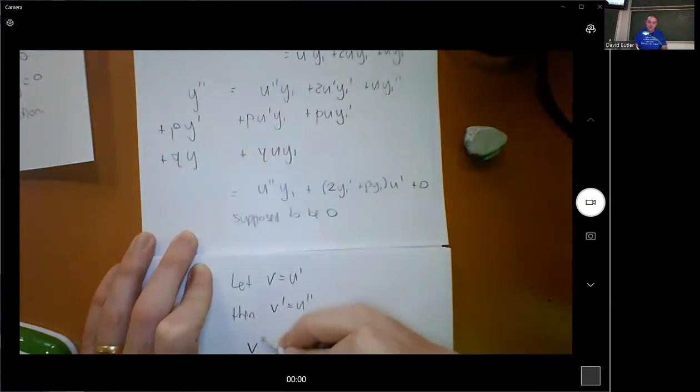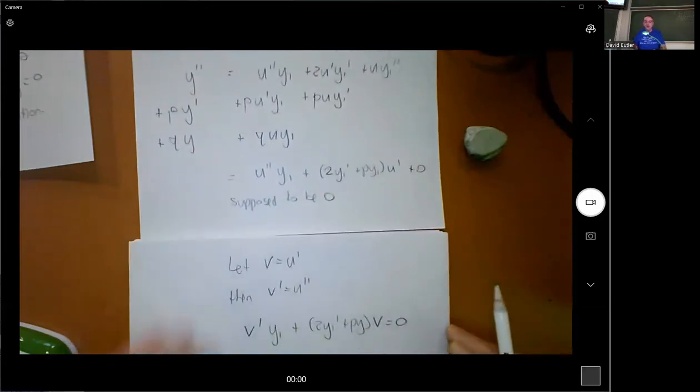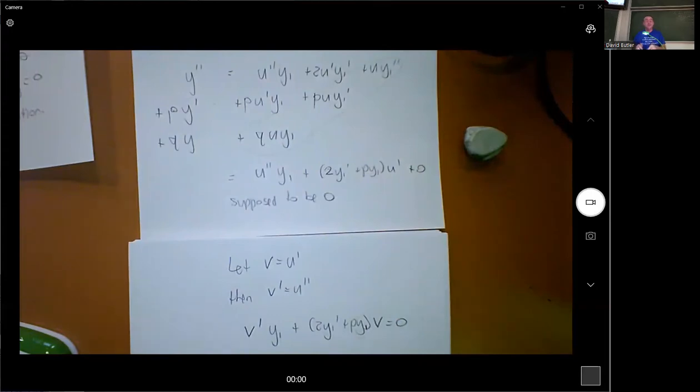So I've got v dashed y1 and this is now a first order differential equation that is, I reckon, separable actually, because y1 isn't unknown actually, it's a function of x. And so I should be able to rearrange this. This is separable. Yeah.